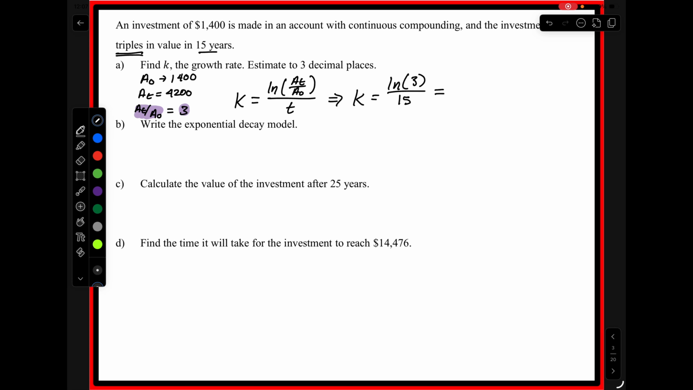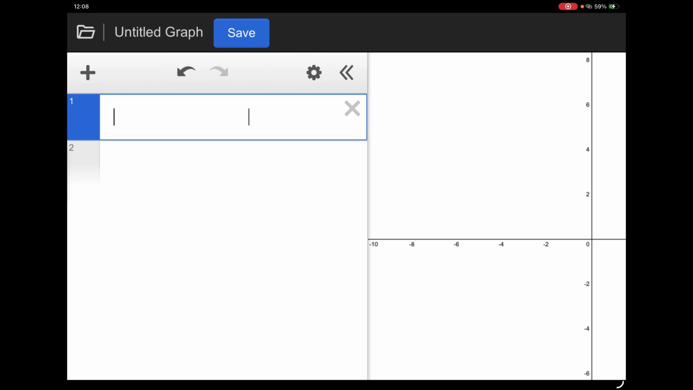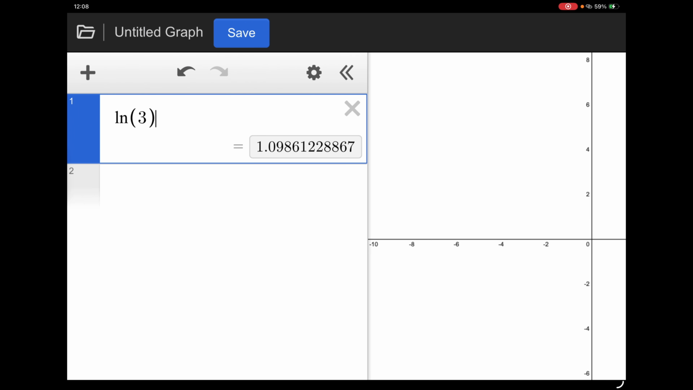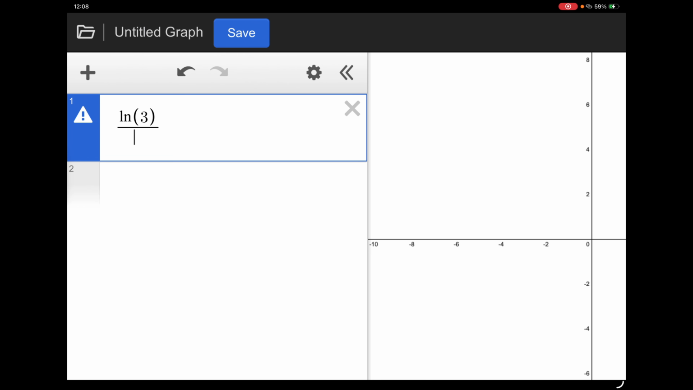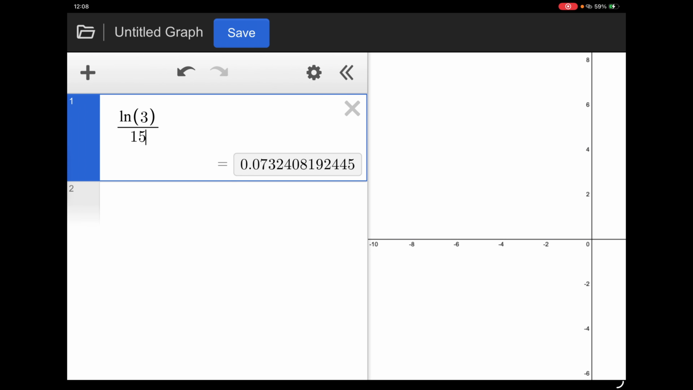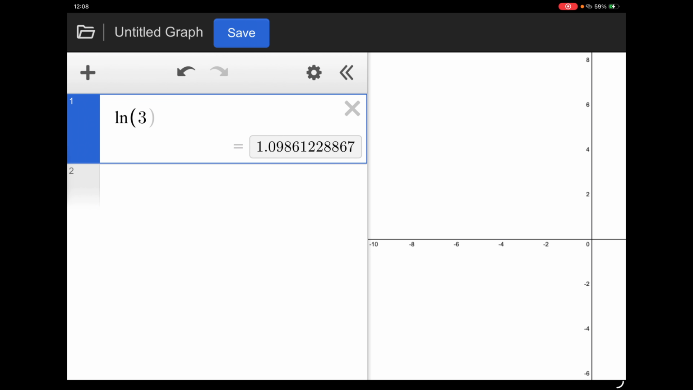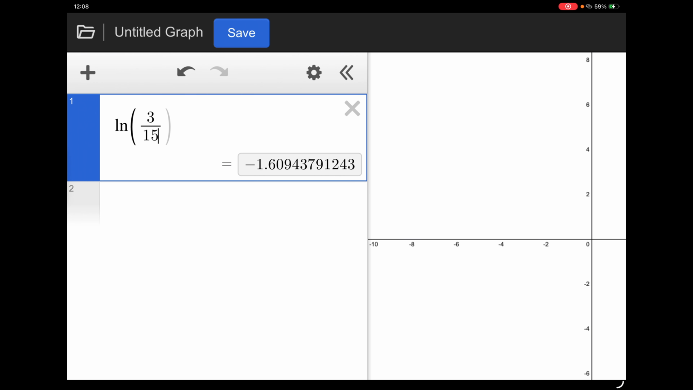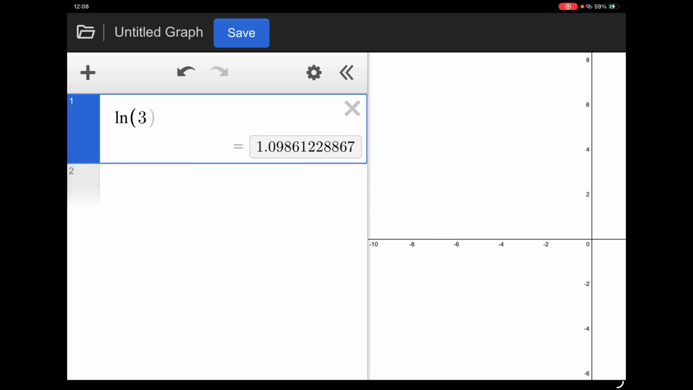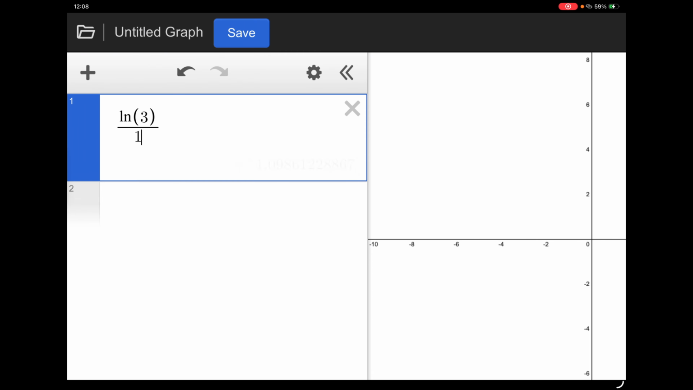So now let's plug this into decimals and get our answer. Here in decimals, I'm going to type in the natural log of 3 because we want to triple it, and it takes 15 years to do that. I need to make sure I close the parentheses before I put the 15. I don't want the 15 inside the parentheses, so that would be incorrect. I don't want the natural log of 3 divided by 15. I want the natural log of 3 and then that answer divided by 15. So here is our answer.